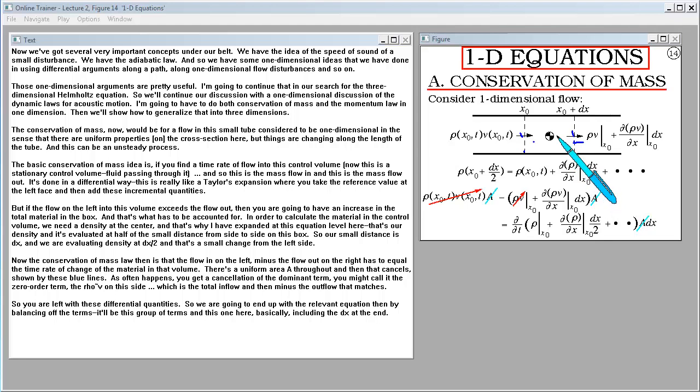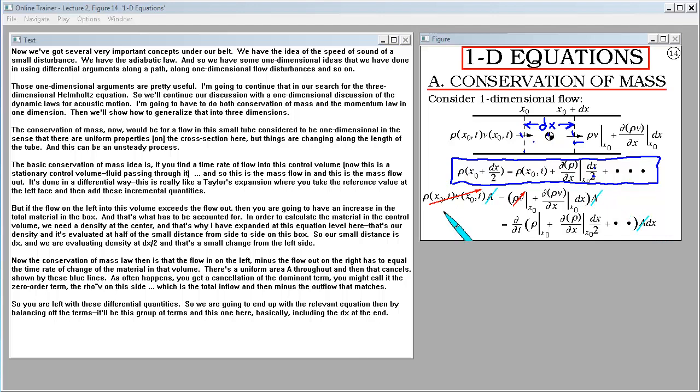In order to calculate the material in the control volume, we need a density at the center, and that's why I have expanded at this equation level here. That's our density, and it's evaluated at half of the small distance from side to side on this box. So our small distance is dx. And we're evaluating density at dx over 2, and that's a small change from the left side.